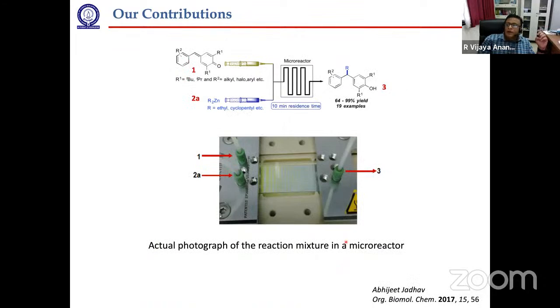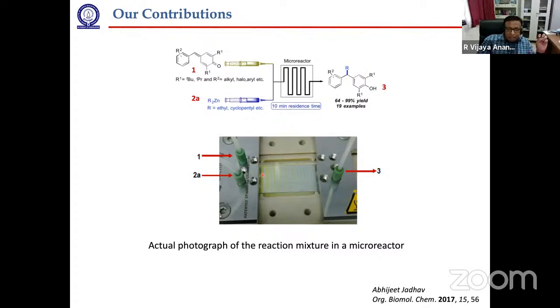And another important thing is that you can easily monitor the reaction by looking into the microreactor. For example, in this particular case, the para-quinone methide is highly colored, it is yellow in color. Okay, and the product is colorless. And this diethylzinc is also colorless.